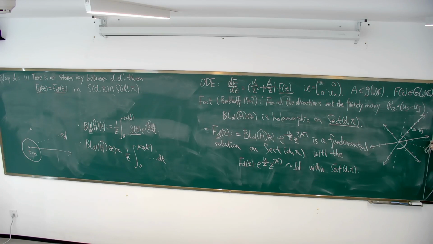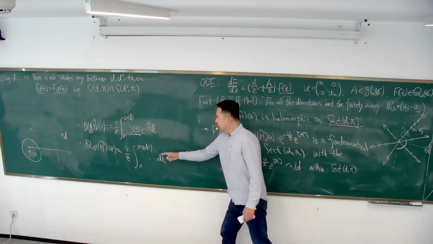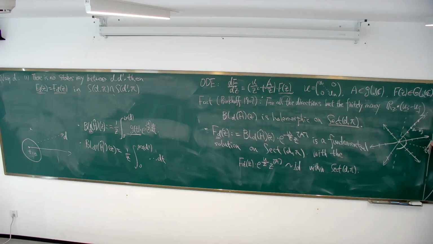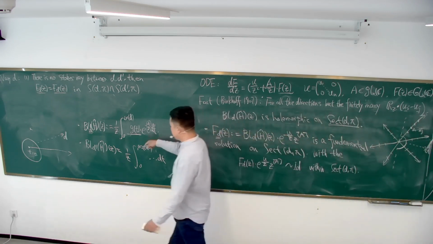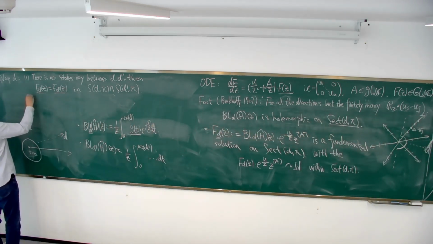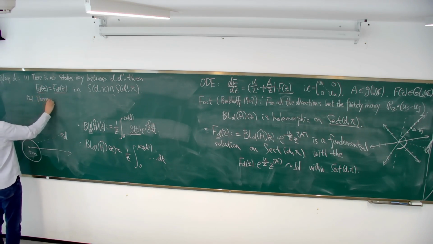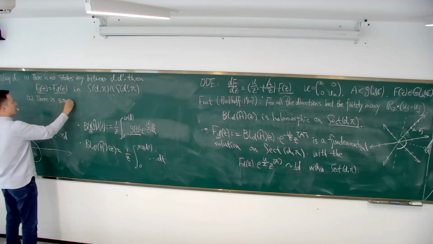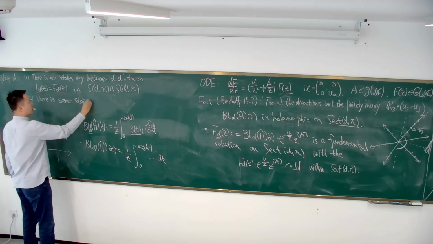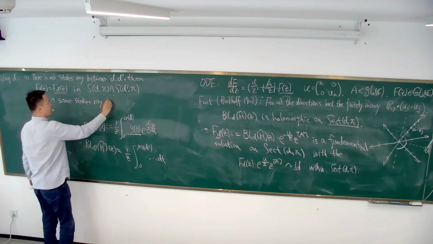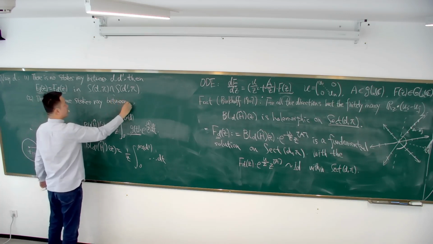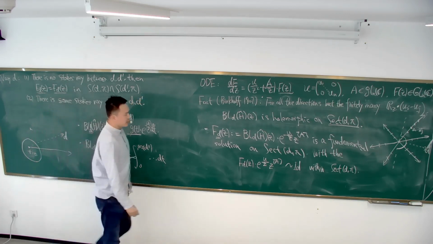G of t can have critical points, poles, along these Stokes rays, but it's holomorphic inside. Therefore, if we take this triangle, the integrand is holomorphic, so by the Cauchy theorem these two only differ by the integration along this edge. But along this edge, the integrand is exponentially decaying, which gives 0. Therefore, they equal each other. But if there is some Stokes ray in between D and D prime, we can use the same argument.